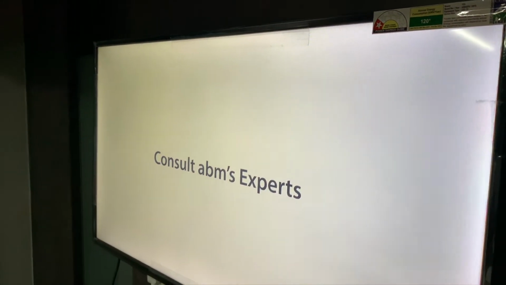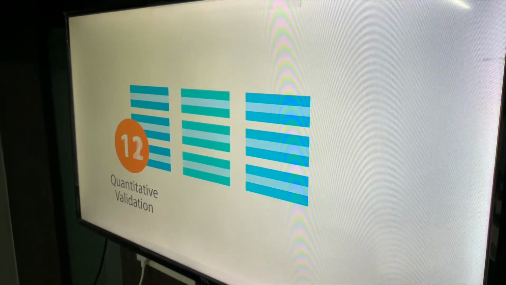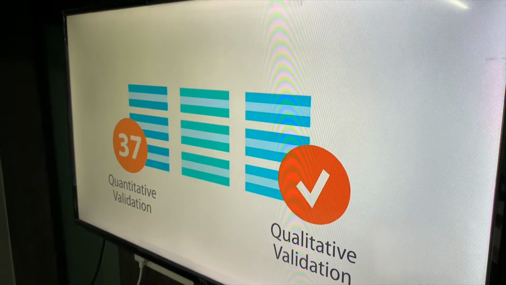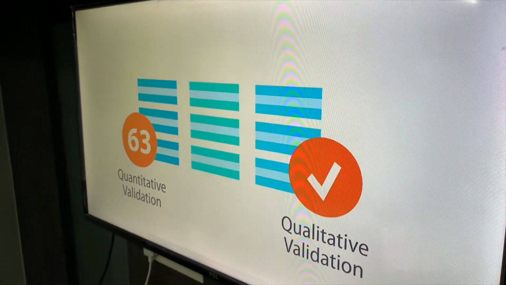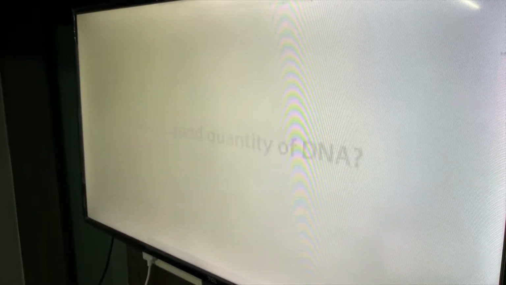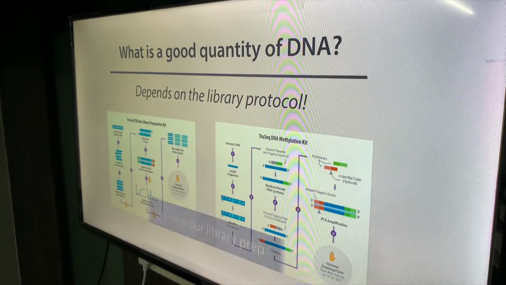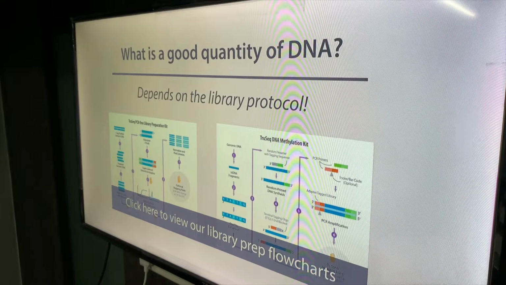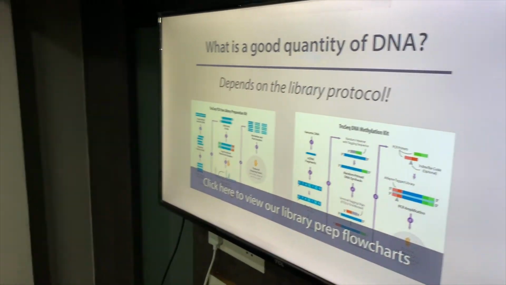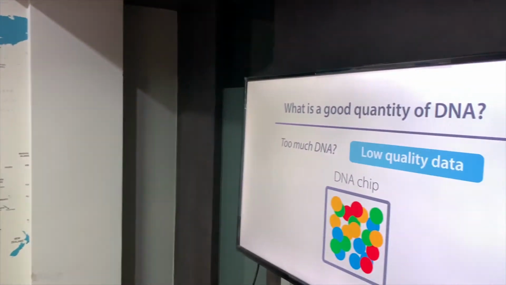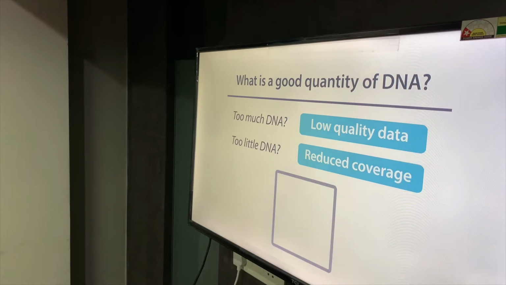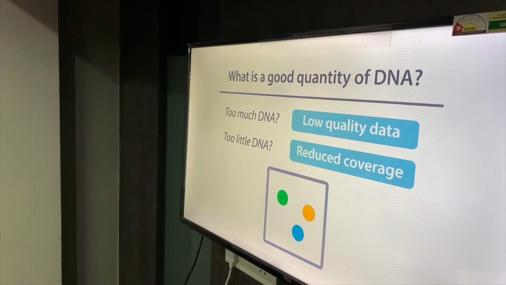NGS libraries must be validated quantitatively and qualitatively to verify that there is a sufficient amount of good quality DNA. What is considered a good quantity of DNA depends on the library protocol's specifications. Having either more or less DNA results in less efficient sequencing reaction runs. This generates low quality data due to read problems from flow cell saturation, or reduced coverage because of insufficient DNA.